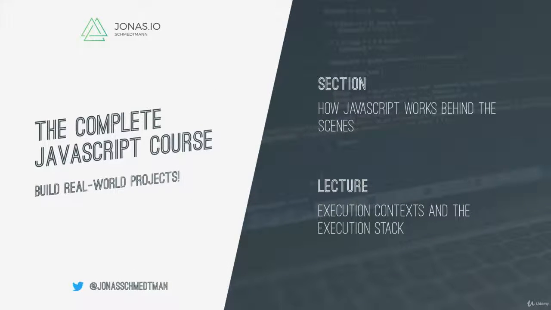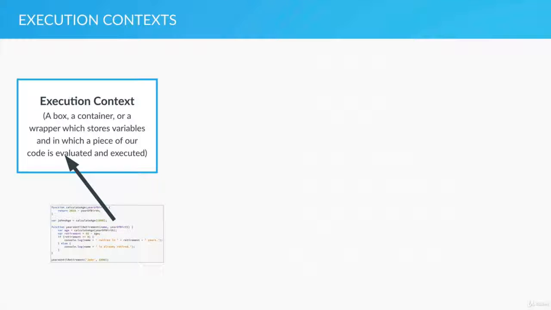The last lecture was a conceptual overview about what happens in the JavaScript engine once we run our code, how it's parsed and translated into machine code. Now let's focus on the order in which the code is run, and for that we need to talk about execution context. All JavaScript code needs to run in an environment, and these environments are called execution contexts. So you can imagine an execution context like a box or like a container, which stores variables and in which a piece of our code is evaluated and executed. We will go more in depth about this in the next slides.